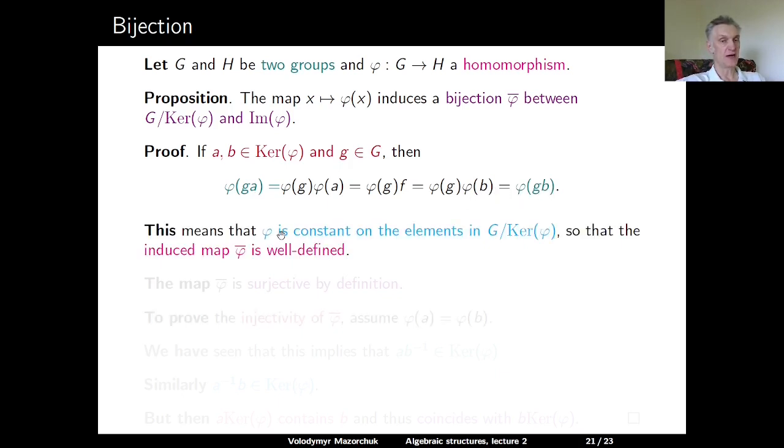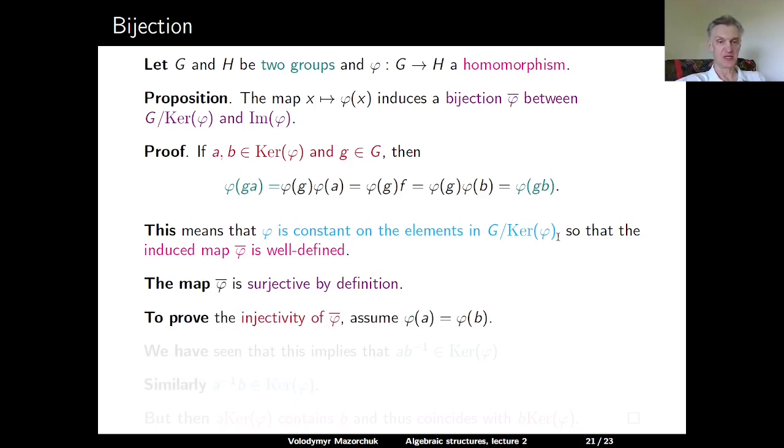And this means that phi is constant on the elements in the set of all left cosets of G modulo the kernel of phi. And so we can define the induced map phi overlined. Phi is constant on the cosets, so we have the induced map from the cosets to the image of phi. And of course this map is surjective by definition.